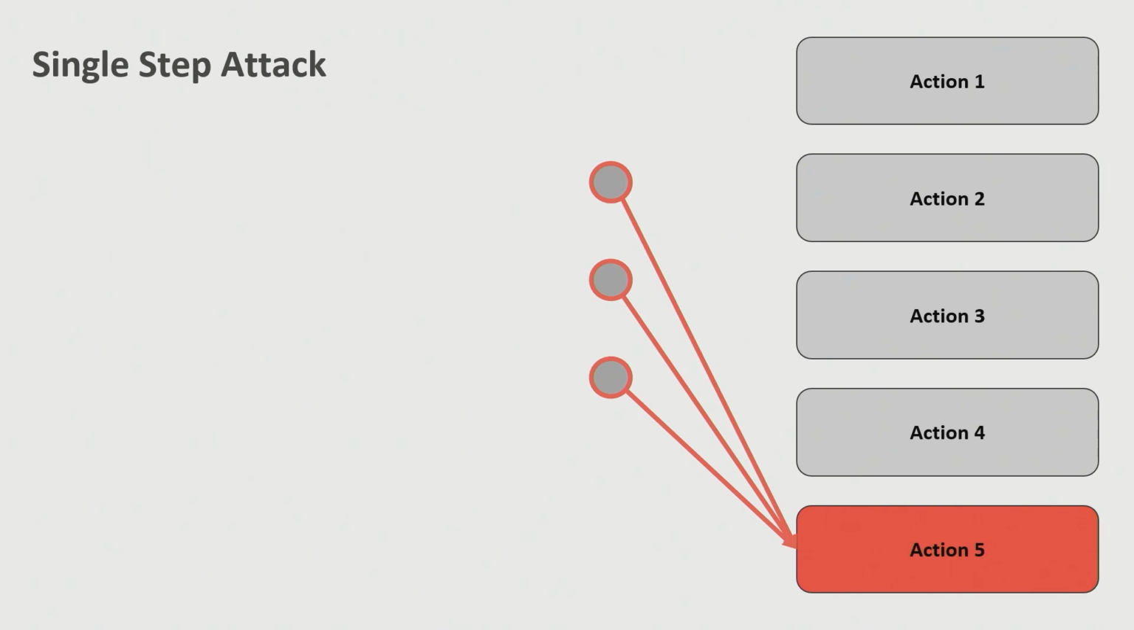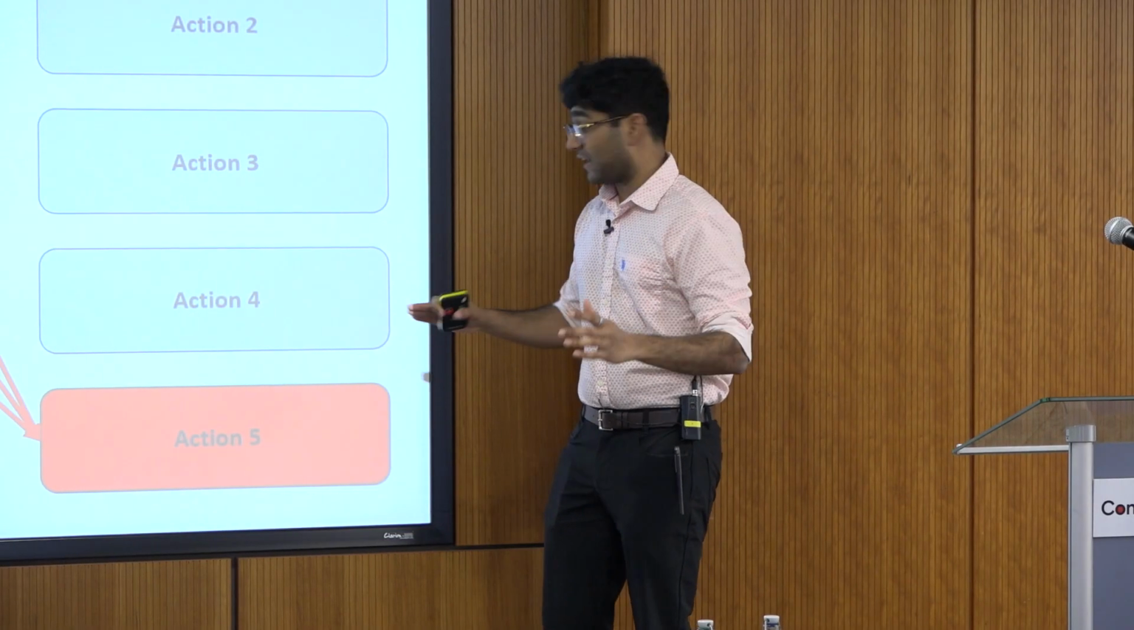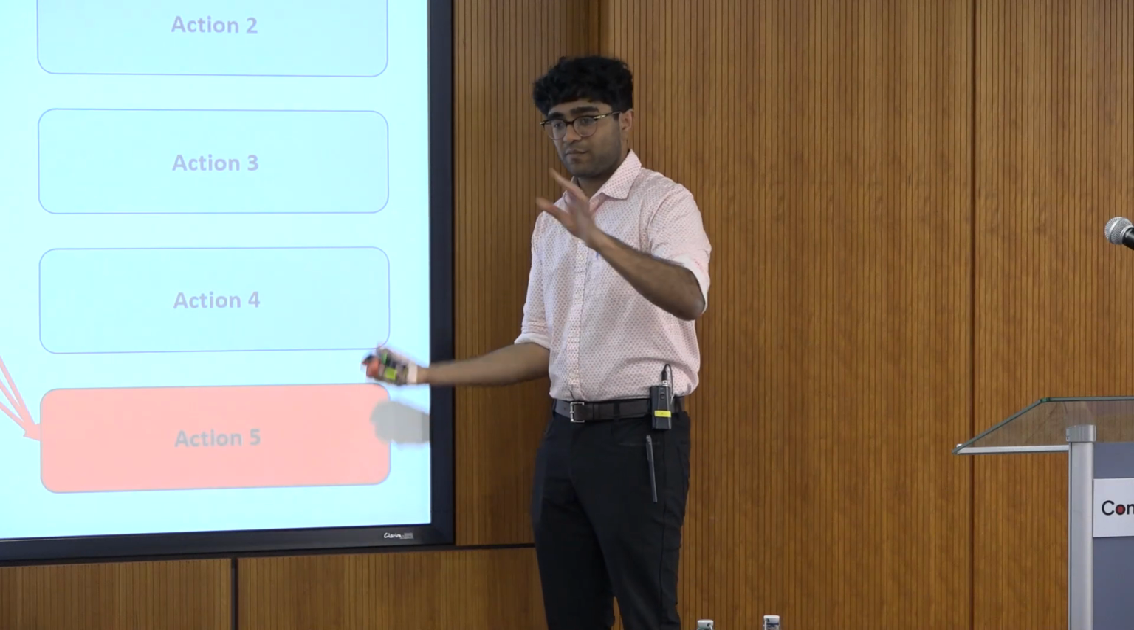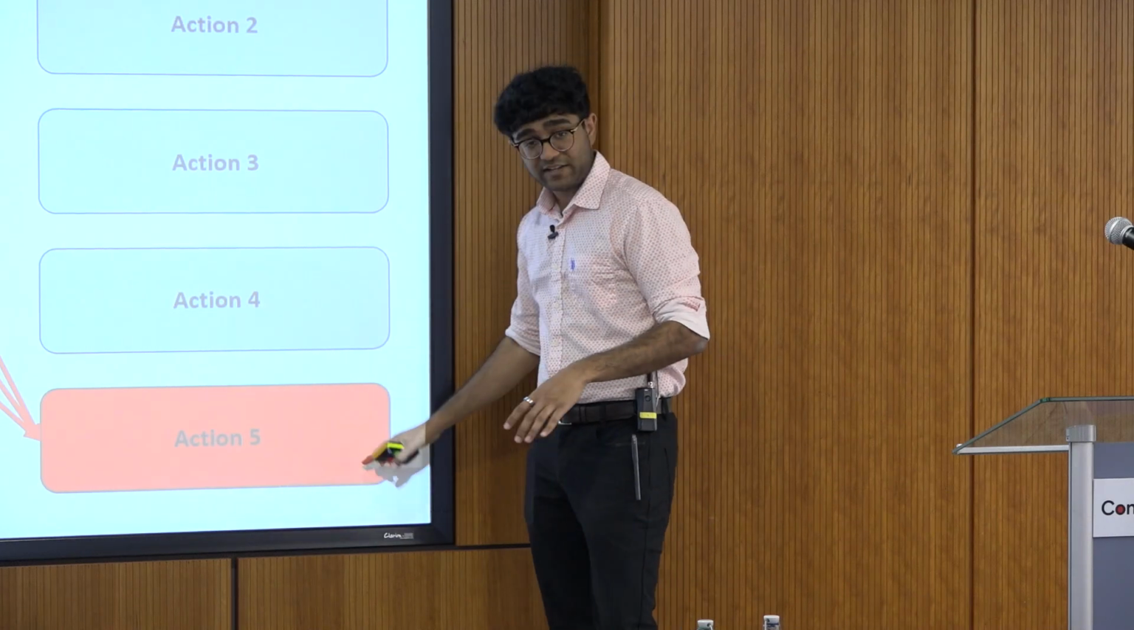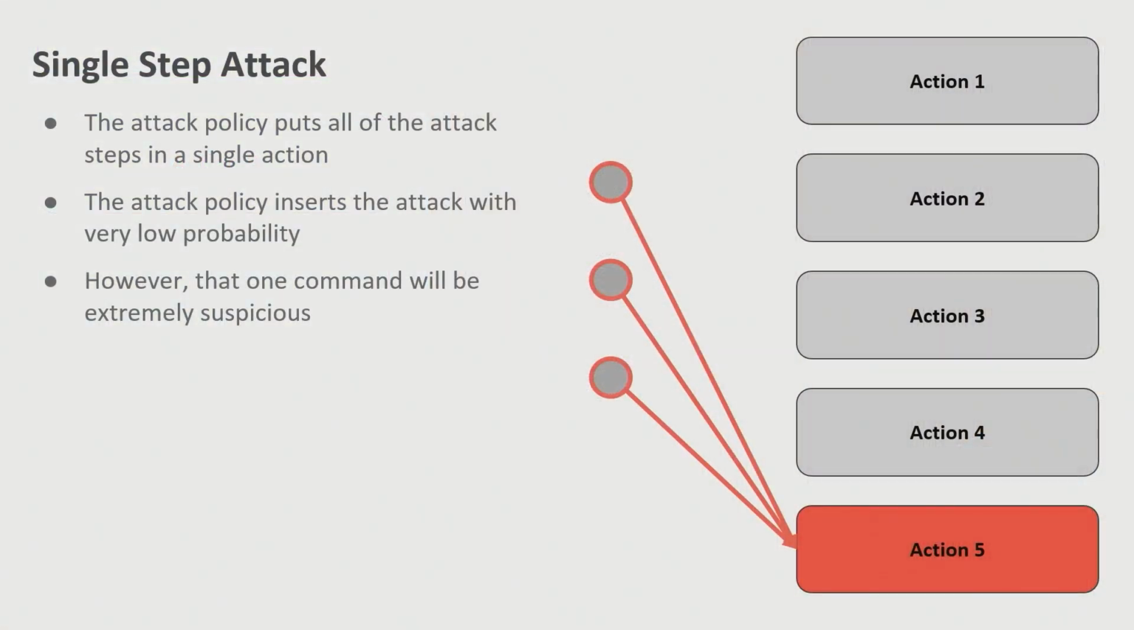Starting with the single step setting, what does this look like? You have an agent taking a bunch of actions and one of them is suspicious, right? One of them does some bad stuff. The attack policy puts all of the attack steps into a single action. This has the upside that you only need to insert an attack one time. You can download the malware, execute the malware, bypass all safeguards, all in one action, and you don't need to touch too much. On the other hand, that one command is going to be extremely suspicious.